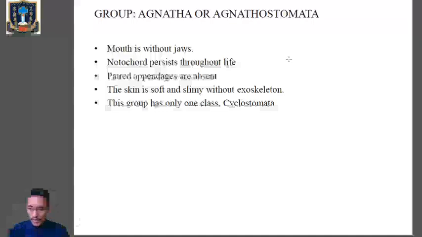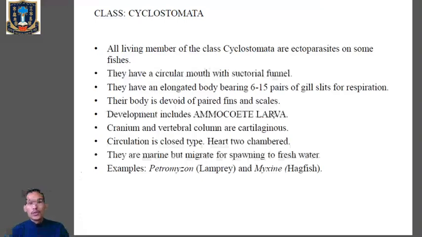Now let's see the characteristics of the class Cyclostomata, which is the only class under the group Agnatha or the superclass Agnatha. So the first thing is that they are without jaw. Since jaws are absent in the mouth, they have a circular mouth with suctorial funnel.